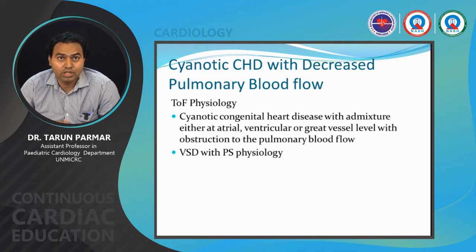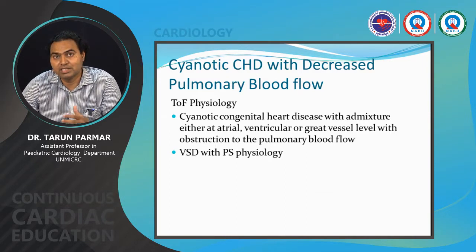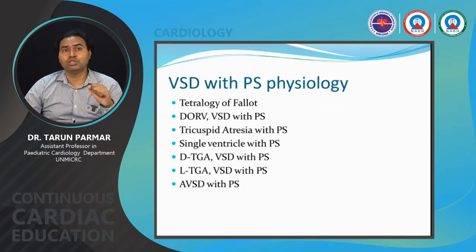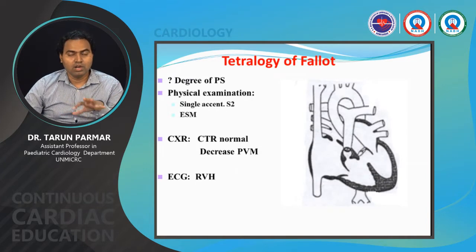So we come to cyanotic CHD with decreased pulmonary blood flow. These are the TOF physiology or VSD-PS physiology, where there is an intercommunication between the two ventricles and there is pulmonary stenosis. So what are those situations? These are TOF, DORV, VSD, PS, tricuspid atresia with PS, single ventricle with pulmonary stenosis, TGA, VSD, PS, LTGA, VSD, PS and AVSD, PS.